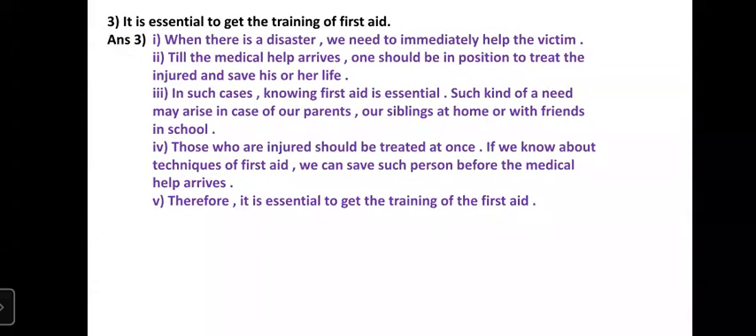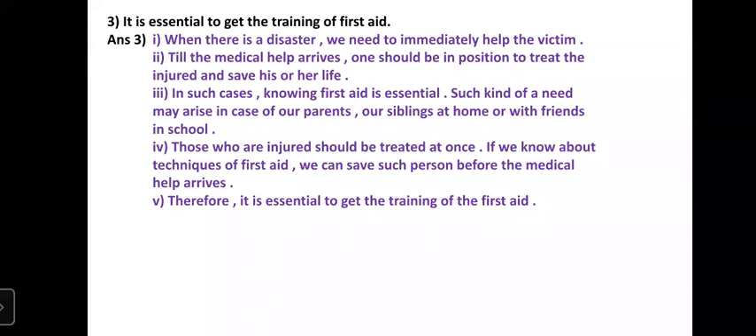See the next question: reason. It is essential to get the training of first aid. Now see what is the expected answer. Okay. First point, when there is a disaster, we need to immediately help the victim.